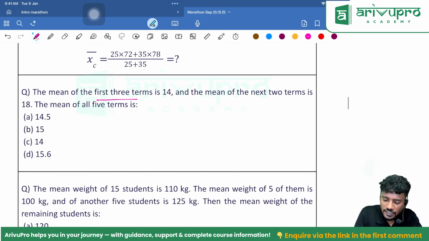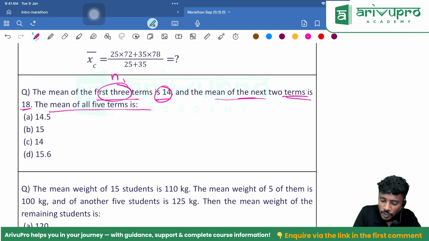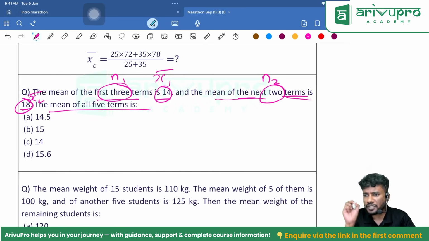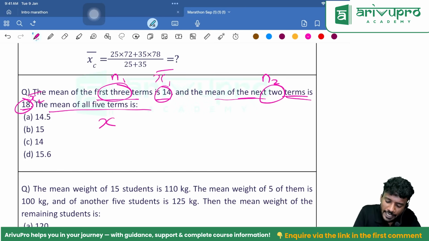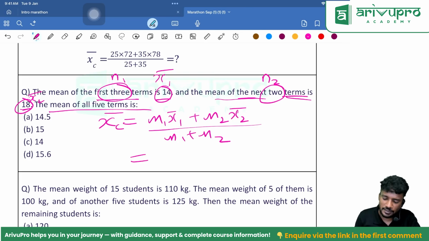The mean of the first 3 terms is 14. The mean of the next 2 terms is 18. What is the mean of all 5 terms? They are asking for the combined mean. So N1 is how much? 3. X1 bar is how much? 14. Then N2 is 2, and x2 bar is 18. All 5 terms is the question. Now xc bar is nothing but N1 x1 bar plus N2 x2 bar divided by N1 plus N2.